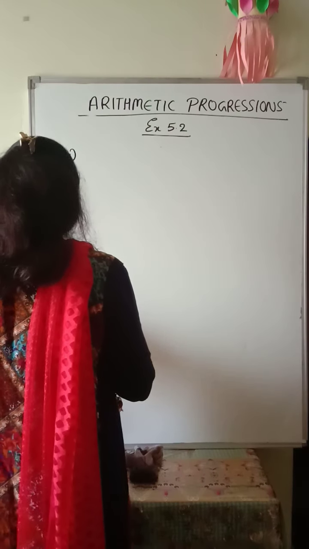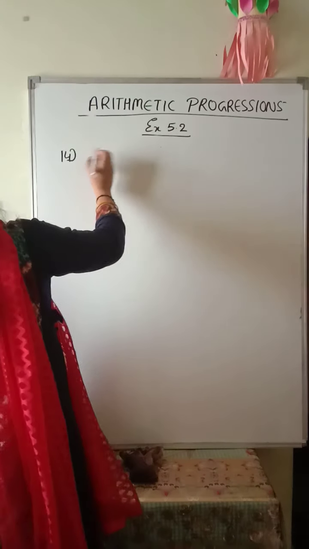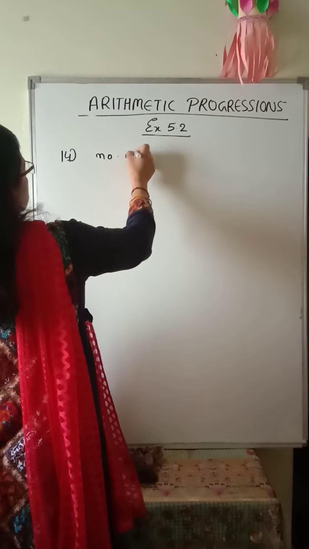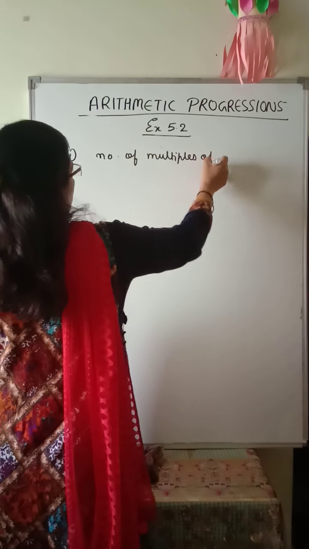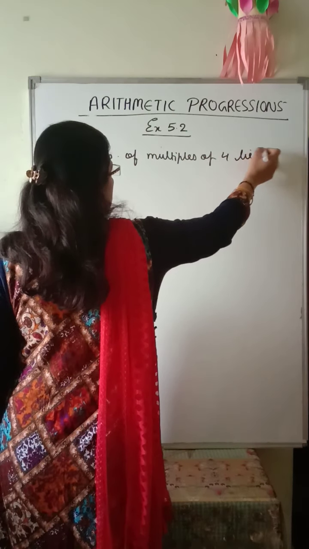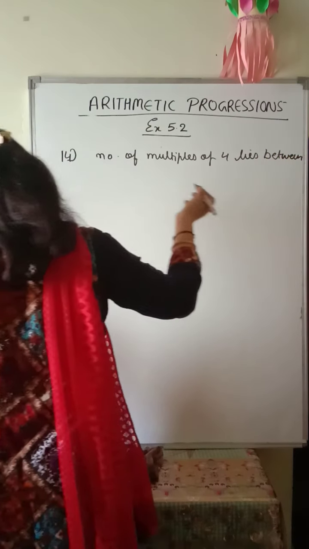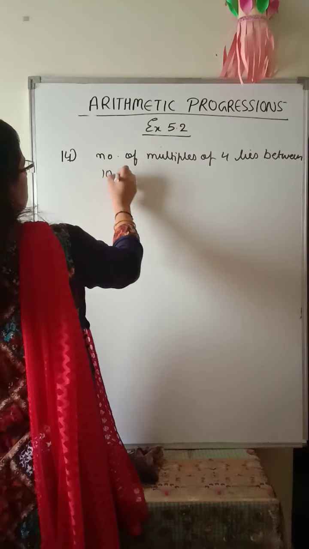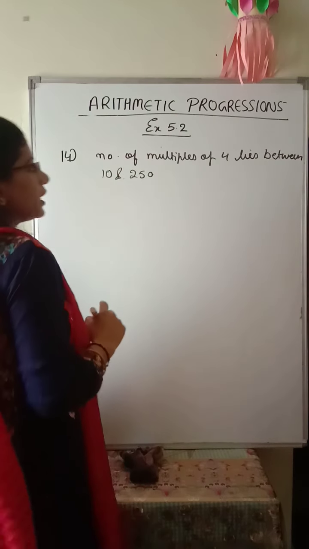How many multiples of 4 lie between 10 and 250? ठीक है, तो we have to find number of multiples of 4 lies between 10 and 250. ठीक है, तो इन दोनों के बीच में 4 के कितने मल्टीपल्स होंगे?